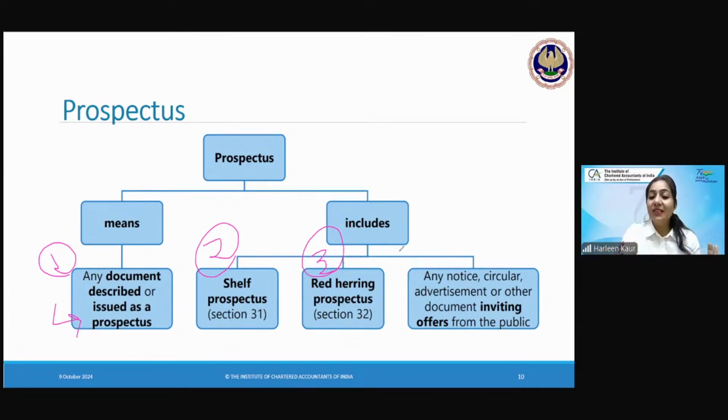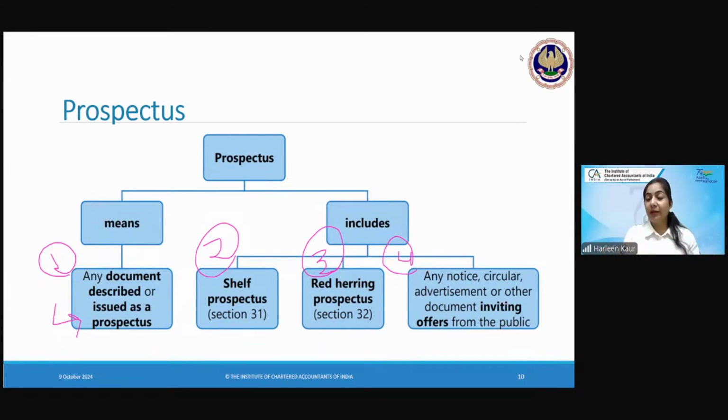Okay. And fourth is any advertisement, any circular. So, there is a company, XYZ company. It gave a notice in the newspaper, or it gave a circular, or any advertisement which is inviting offers from the public. So I'm a company, XYZ company. I've given a notice in the newspaper that I want the public to come and take shares in my company. That advertisement is also a prospectus. So when you issue under section 31, 32, red herring or shelf prospectus, we have not yet done them, but that is a prospectus. What are they? We will do it in further chapters, further sections. Any advertisement where you're inviting the public to take shares in your company is a prospectus.